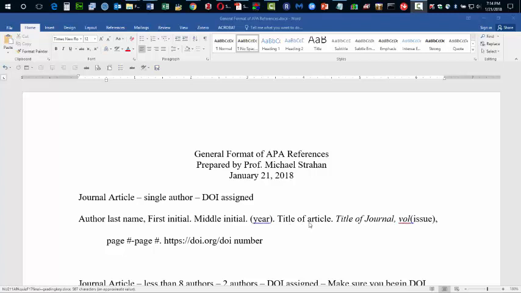And you capitalize all proper names, people's, places, things. You also capitalize abbreviations and acronyms. Everything else in the title of the article is in lowercase. That ends with a period.